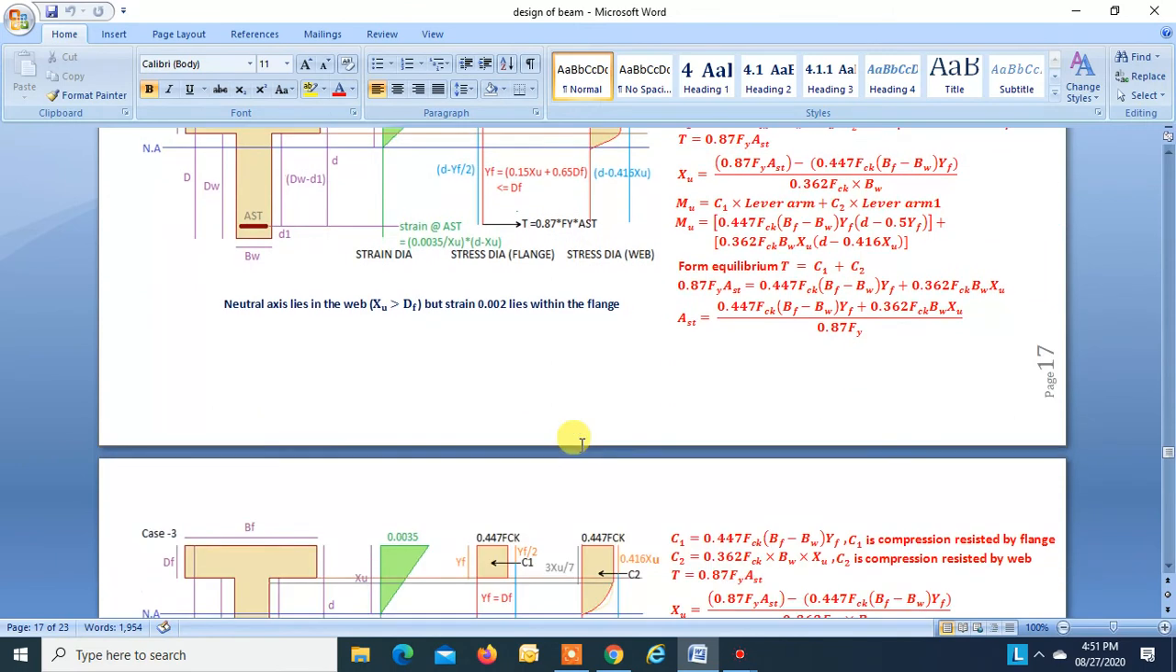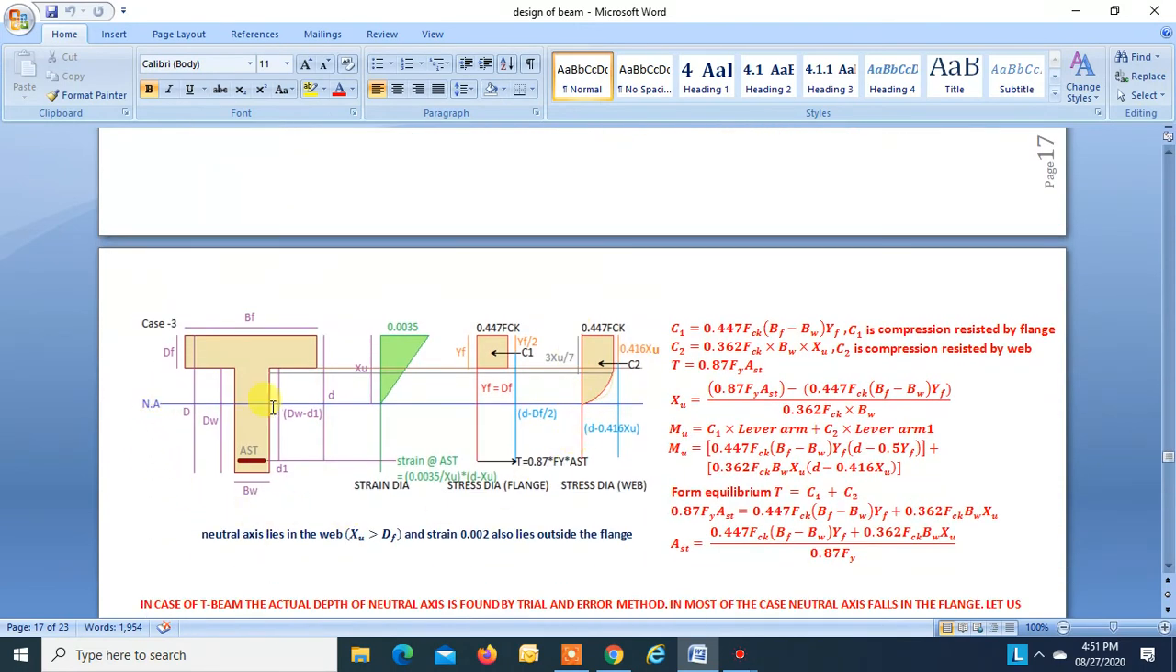The third case, the neutral axis falls in the web, but the strain point 0.002 falls outside the web. That is, DF is less than 3x/7, right? So this is 3x/7 here, and DF is here, right? So in that case, the only change is that YF will become equal to DF. All the formulas remain the same, but YF will be changed to DF, right?